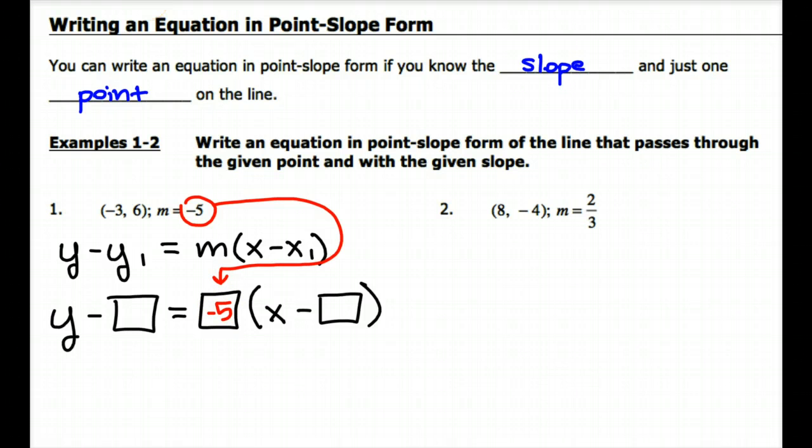Okay, then we have the x-coordinate of our point. The x-coordinate is -3. So it's going to come down here to the very end of my equation and go in where this x sub 1 was, right after the subtraction sign. And then the y-coordinate, which is +6, is going to come down on the left side of the equation and go in where the y sub 1 was.